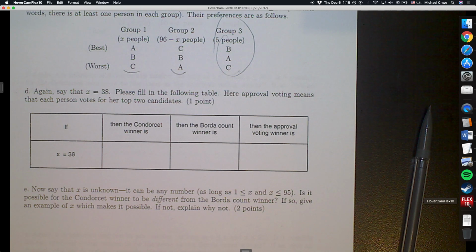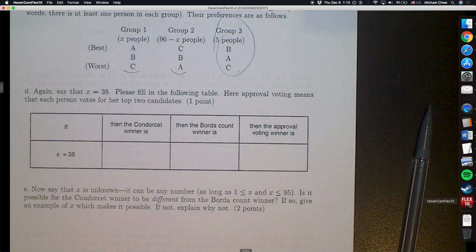B gets how many votes? He gets everybody, right? 101. C gets how many votes? 58. So who's the Borda count winner? So the approval voting winner? Okay. I consider everyone in this class should be able to do that. I don't consider that a problem, right? Yes? Yeah.